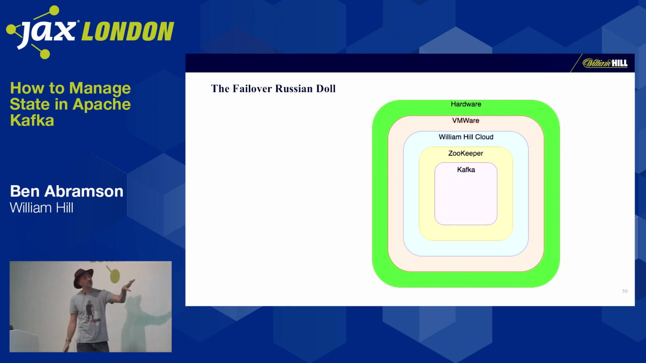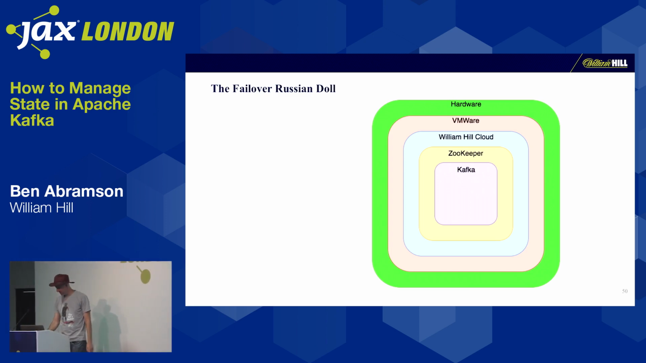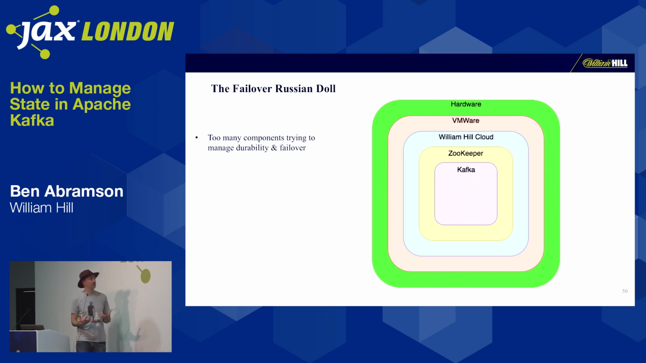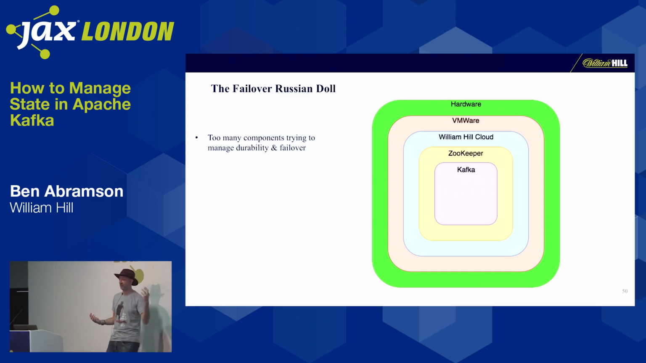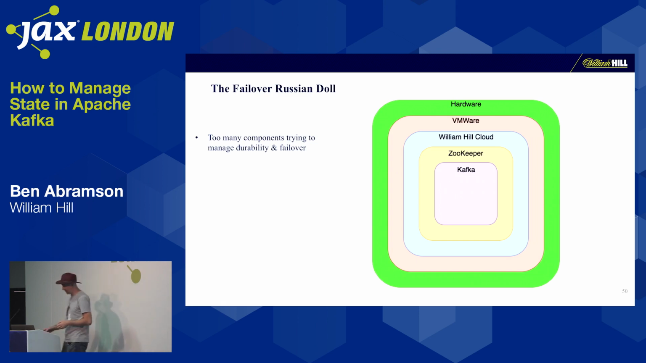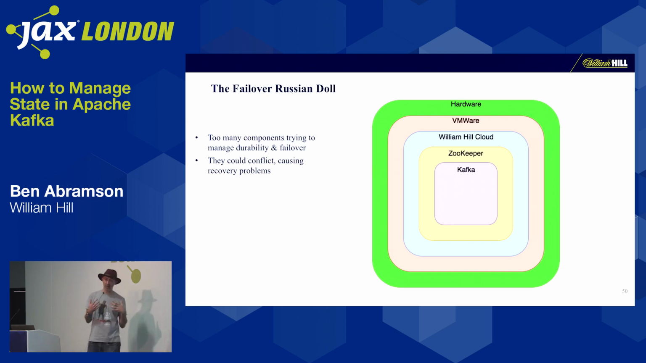So we had Kafka nodes, which are managed by Zookeeper, that was sitting on our cloud, that was sitting on VMware, that was sitting on the underlying hardware. And that is just too many components to try and manage durability and failover. Because the cloud was trying to manage failover of everything, and Zookeeper was trying to manage failover of Kafka. And quite often, when things went wrong, they'd conflict, and that could cause recovery problems, and it also made it really, really difficult to see where the problems had happened and why they'd happened. So problem diagnosis became really, really difficult.